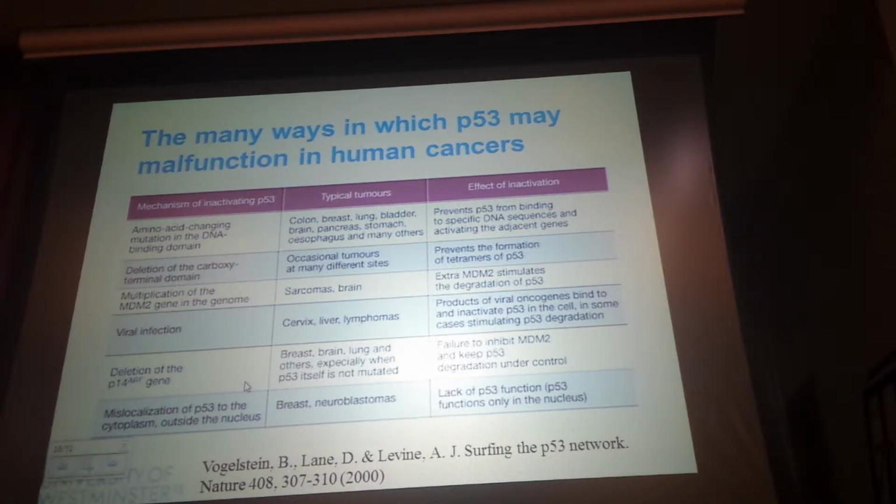The typical tumors that are associated with DNA changes in P53 are colon, breast, lung, bladder, brain, pancreas, stomach, and many others. So it's just an example to show you how P53 is really an important tumor suppressor gene in human cancer. And there are lots of different mutations that can happen in P53.